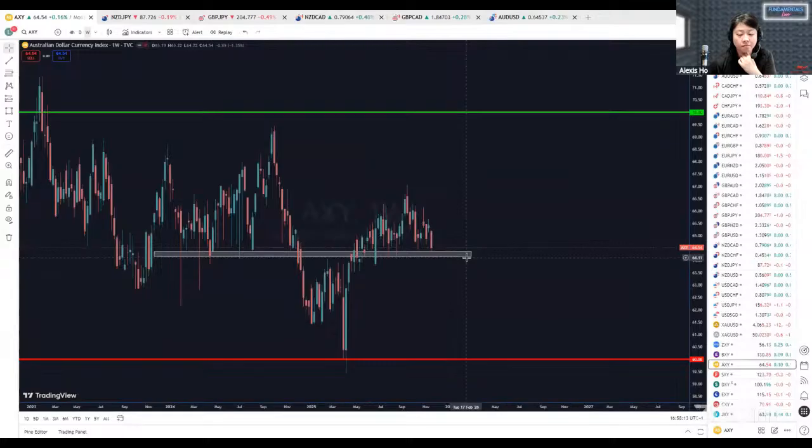Next on my list is the Aussie index. Although I would say this is still a noticeable horizontal level, it's just much messier compared to the Kiwi and pound. As such, I rank it third.